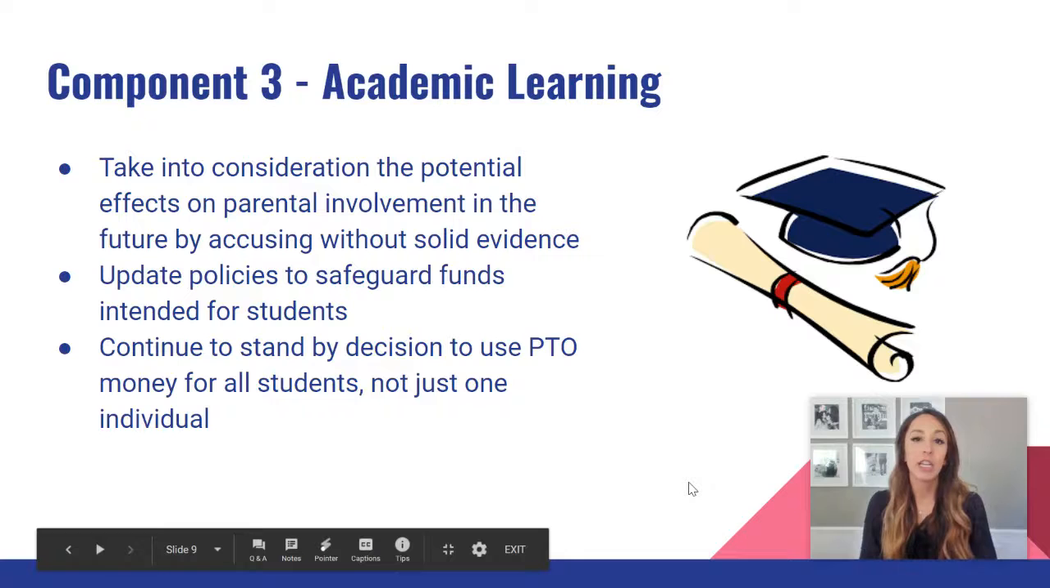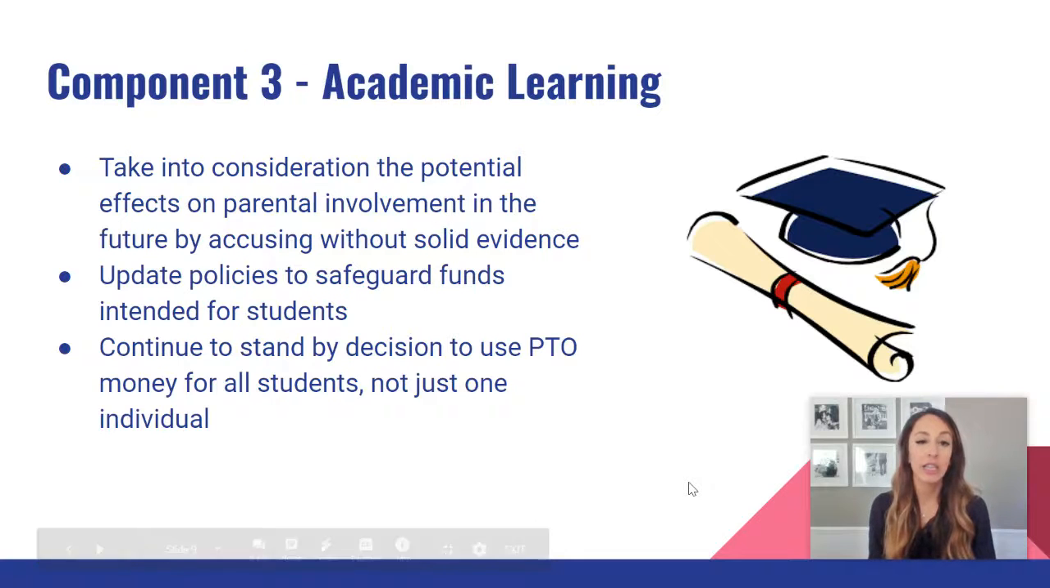As far as supporting academic learning for all students, I think it's really important to take into consideration the potential effects on parental involvement in the future. By accusing without solid evidence, I've said this multiple times already, but I felt like the case study really put a lot of emphasis on how important parents are in being involved with school. And we know that those are important stakeholders. And so when you have that buy-in from them, when you have that investment, you want to be really cautious about how you handle situations like this so that you don't lose that.